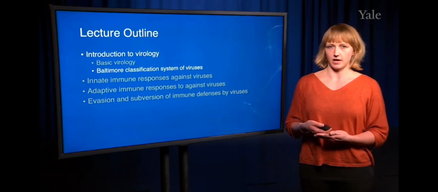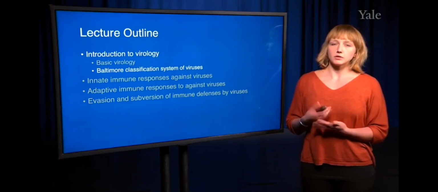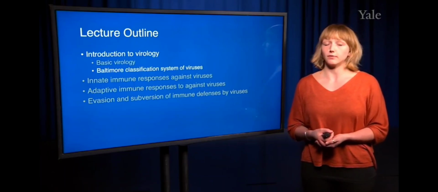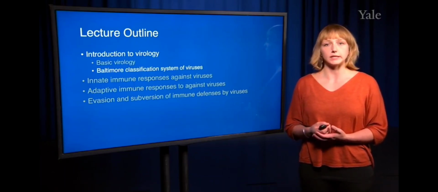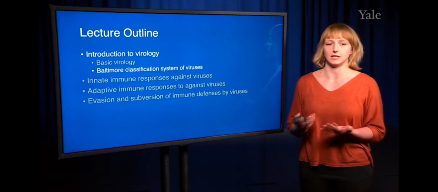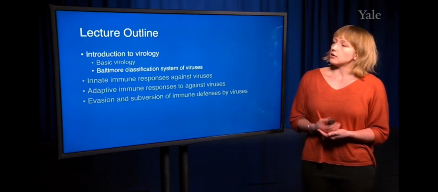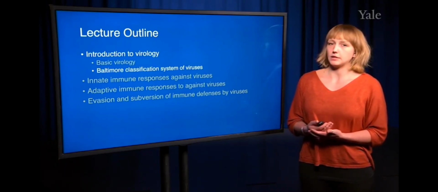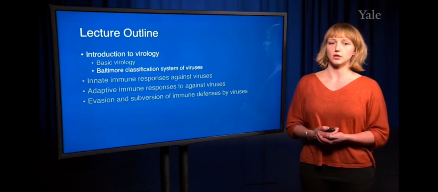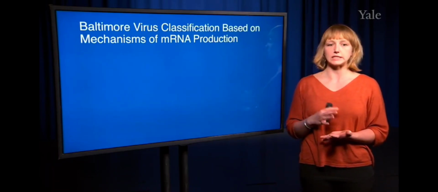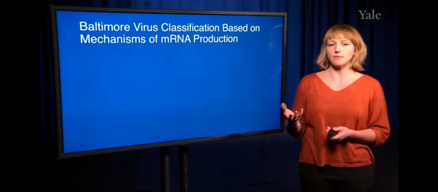Now, when you're classifying pathogens, there's a variety of different ways to do it, and different fields prefer to do it in different ways based on what's most important for them when they're studying said pathogen. Now, in virus classification, the most prominently used method of classification is called the Baltimore virus classification mechanism. So this is based on how mRNA is produced during the viral infections.